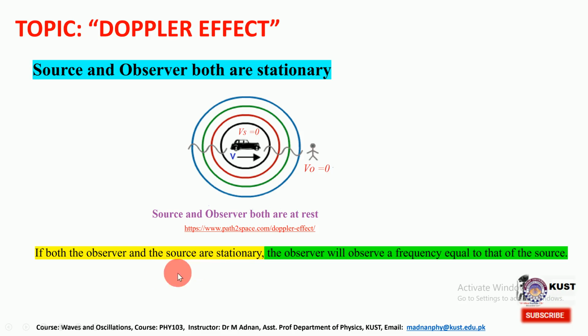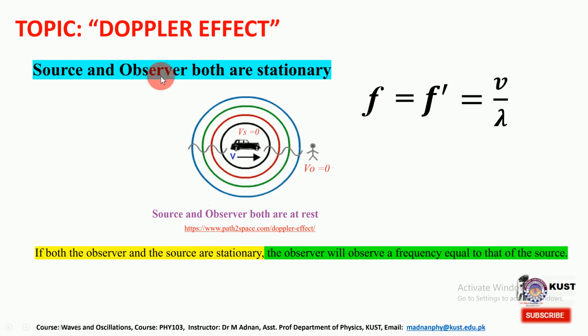So if both observer and source are stationary, the observer will observe a frequency equal to the frequency of the source. That is, there will be no shift in the frequency. Whatever frequency of the sound waves is produced by the source, that frequency will be observed by the observer. In this lecture we will use f for the frequency of the source and f prime for the shifted frequency, or the frequency which is received by the observer.